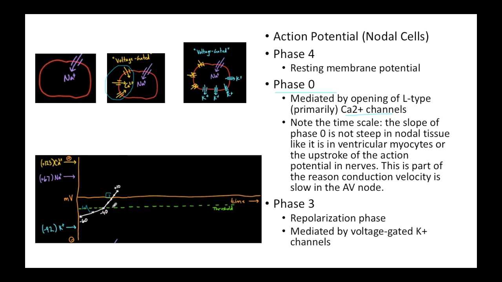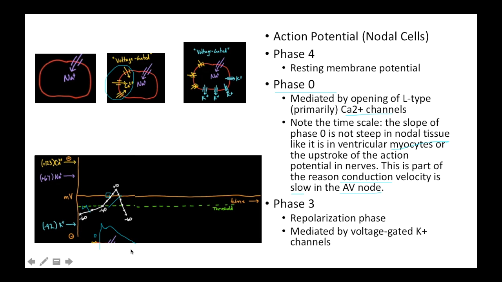The slope of this phase 0 is not as steep like it is in the myocyte action potential that we saw earlier, where we saw that rapid upstroke for phase 0. And this is because of that slowed conduction in our AV node. We want to give time for those ventricles to fill up, so we got to slow down a little bit, not go quite as fast as the rest of our muscle cells.